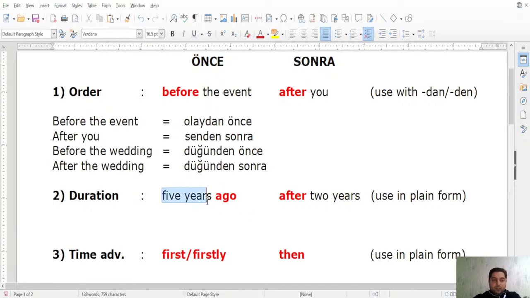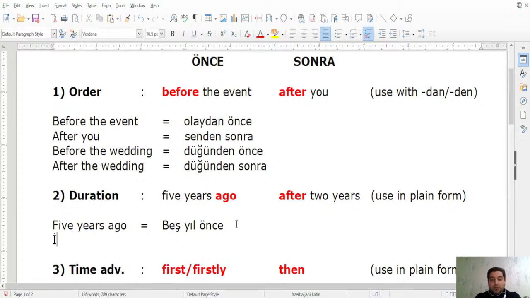So 5 years ago would mean 5 yıl önce. If you want to say after 2 years, then you would say 2 yıl sonra.